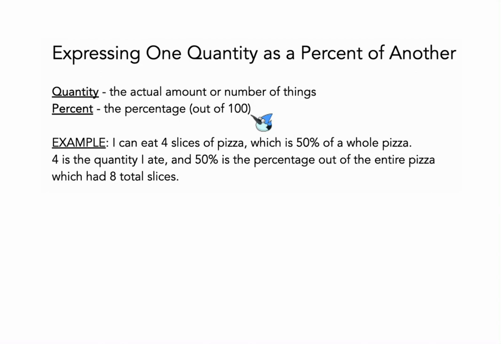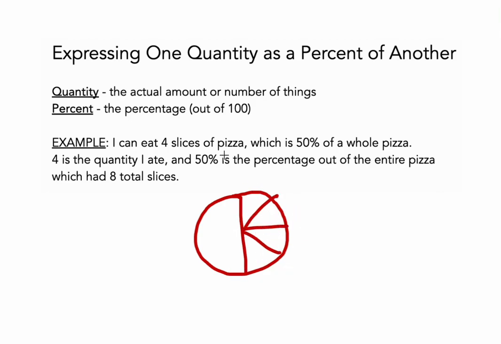So quantity is just how many, and you can actually count. And percent is when we're talking about out of the whole of 100. So very specific. So for example, I can eat 4 slices of pizza, and those 4 slices are my quantity because I literally have 4 slices. I can count them on my fingers. But the percent would be 50% because we're taking it out of the entire pizza, which would be that 100%.